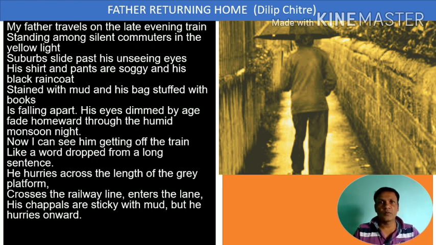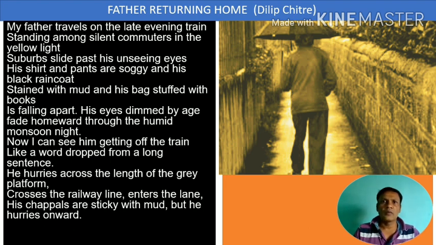The poet purposefully uses the word hurries two times in these lines, and this shows how intensely he wants to get rid of all these things, how intensely he wants to escape from the muddy streets, the grey platform, the dull, humid atmosphere. He thinks at least at home he will find some solace. At least at home he will find some peace, or some rest, and that's why he wants to reach home early.